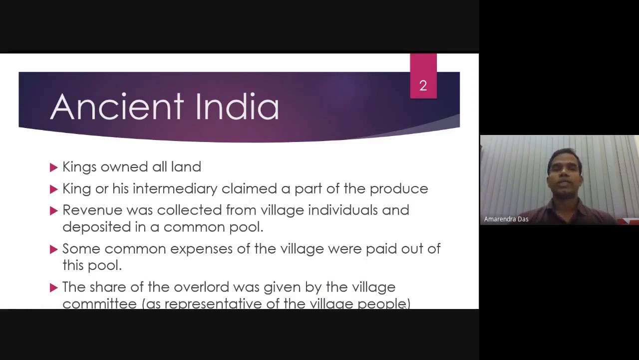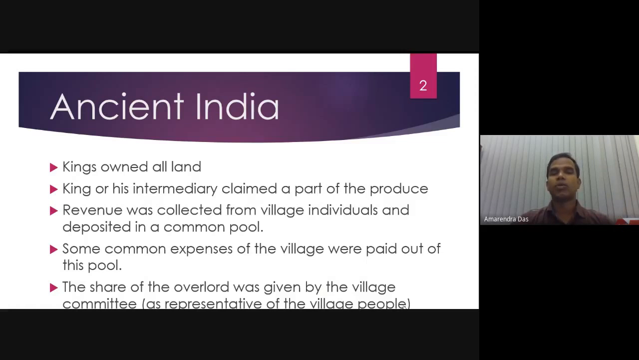Now we'll start with ancient India. If you go back to ancient India, overall the kings owned all the lands, and the king or his intermediary claimed a part of the produce. So ownership was with the king, although no legal document existed stating who owned the land. But in principle, the king owned all the land, and the farmers produced the output.